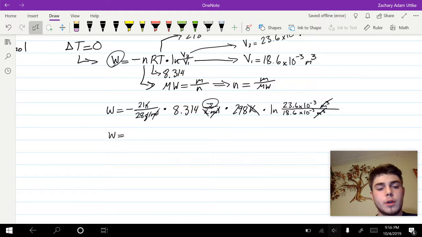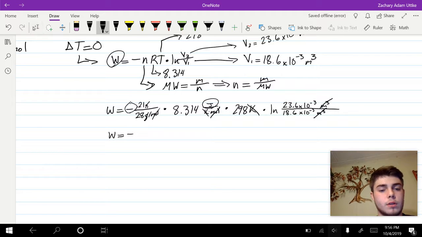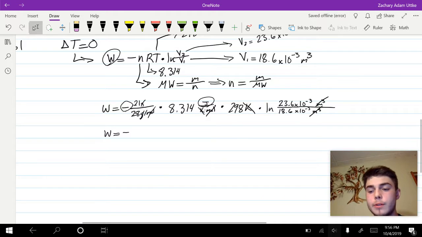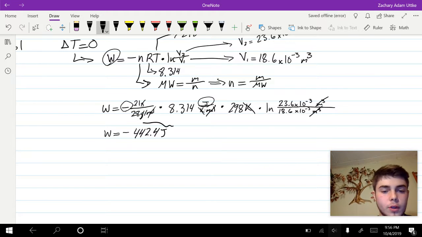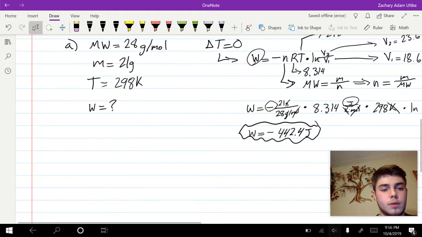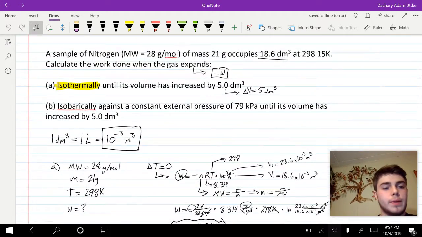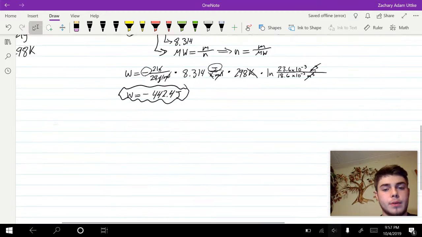So if we punch all this into our calculator, we have this negative sign out here, so our value is going to be negative, and we also know that because the gas has expanded. So we calculate this to be negative 442.4 joules.